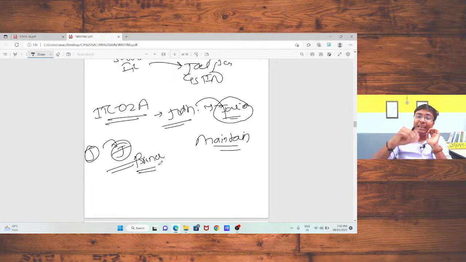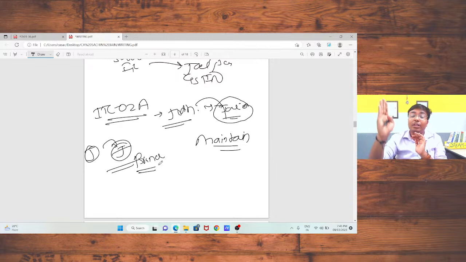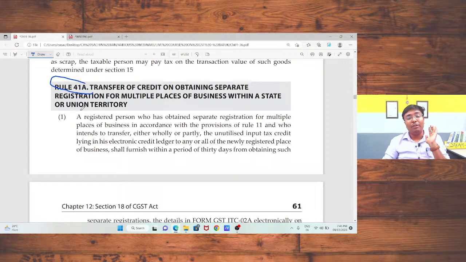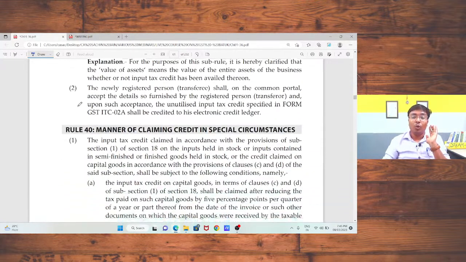So you need to file ITC 02A on your GSTN portal, and Jaipur branch has to accept the input tax credit through form GST ITC 02A, and the proper accounting should be maintained by the Jaipur branch in their books of accounts. That is the procedure which is mentioned in rule number 41A. Sir, is that okay?